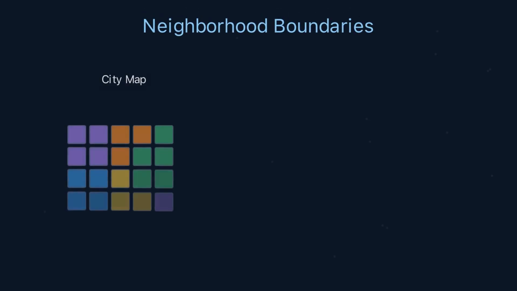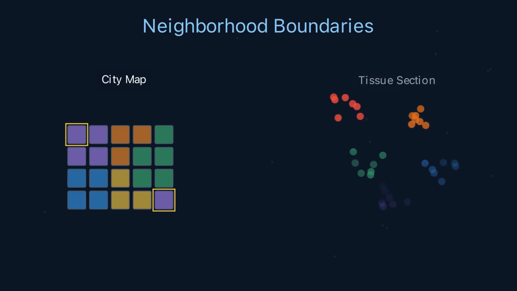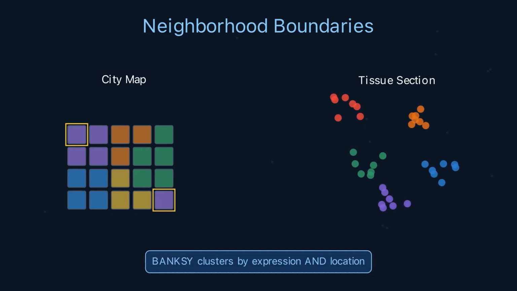A city is more than its demographics. Two blocks might have identical income levels and family sizes, but if one is downtown and the other is in the suburb, they belong to different neighbourhoods. Banksy brings this geographic thinking to spatial biology, clustering cells not just by what they express, but by where they are.